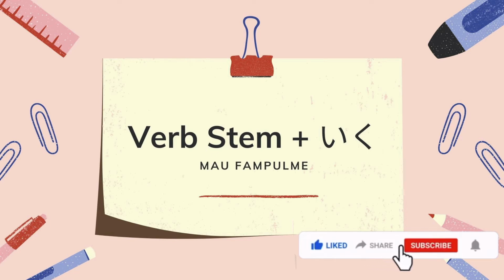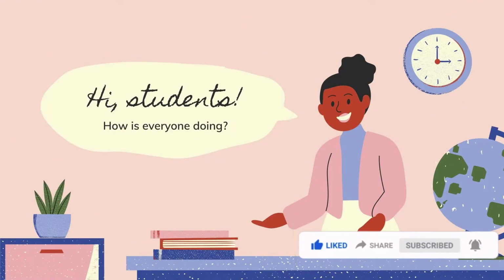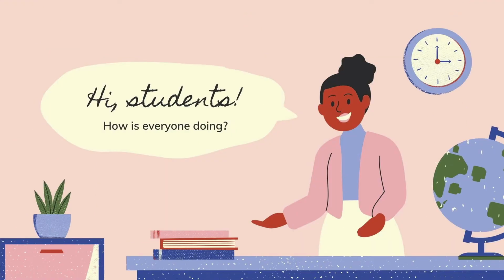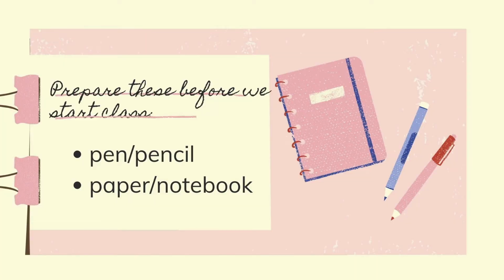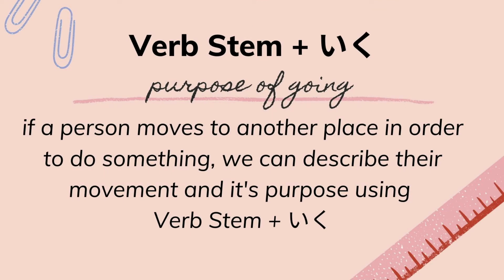In this video, we will be discussing verb stem iku. Verb stem iku, or commonly known as purpose of going. If a person moves to another place in order to do something, we can describe their movement and its purpose using verb stem iku. Pumunta ako dito para gawin ito, or pupunta ako dito para gawin ito. May reason ka or may purpose ka sa pagpunta sa isang lugar na yun or sa destination mo.